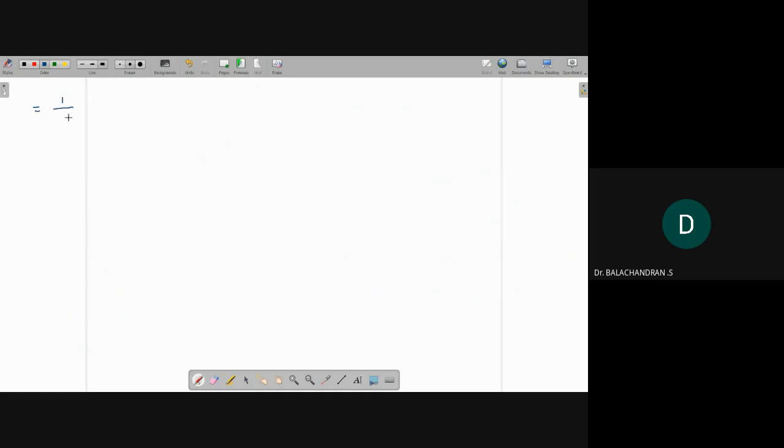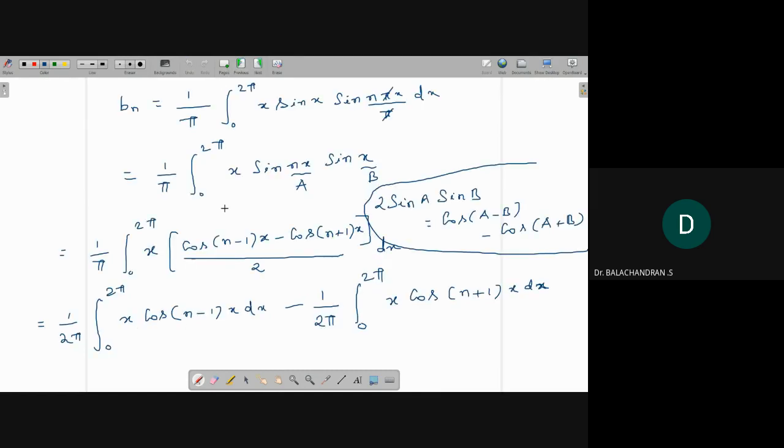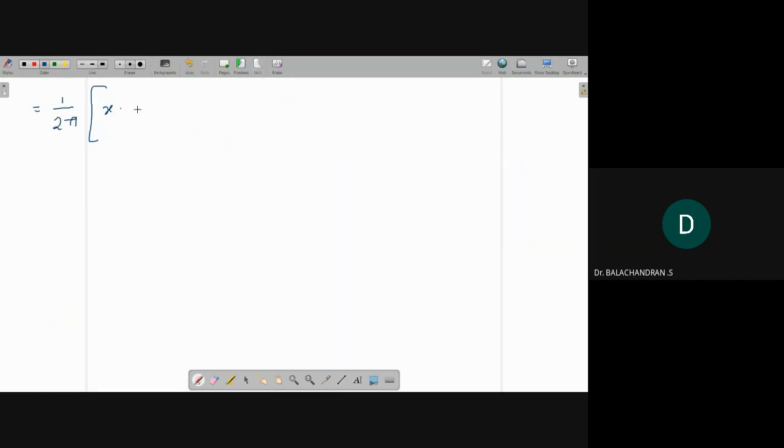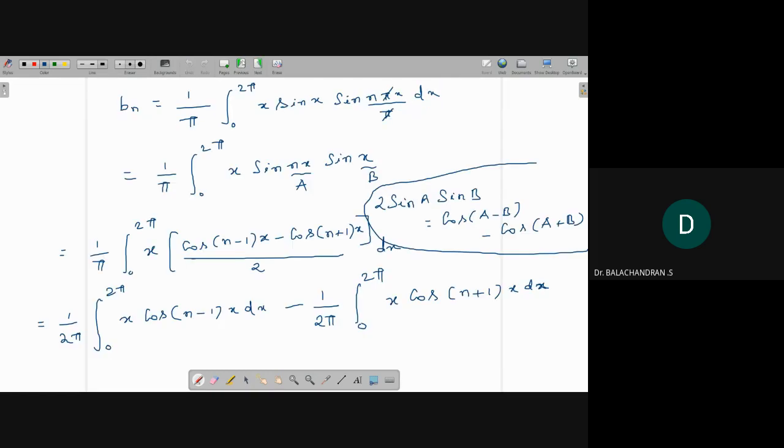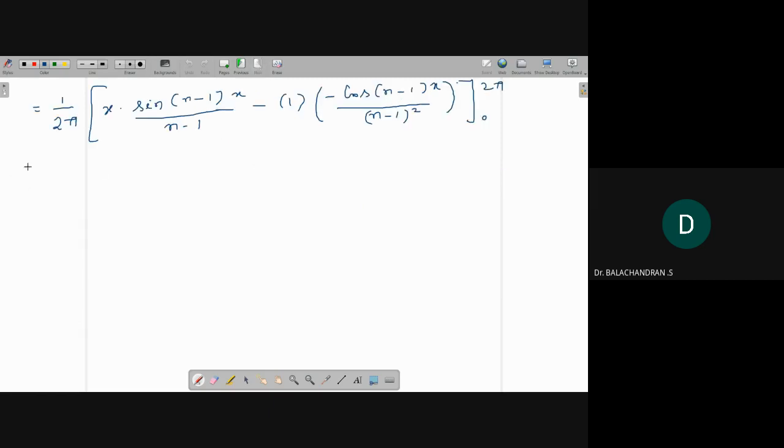So 1 by 2 pi, x into sin of (n minus 1) x divided by (n minus 1), minus, if you differentiate x you get 1, if you integrate sin of (n minus 1) x by (n minus 1) you'll get minus cos of (n minus 1) x divided by (n minus 1) whole square. The limit is from 0 to 2 pi. The first one is over. What is the second one? Minus 1 by 2 pi.